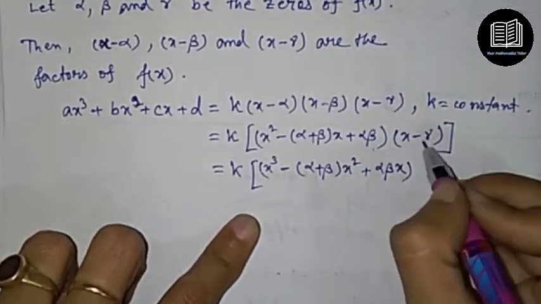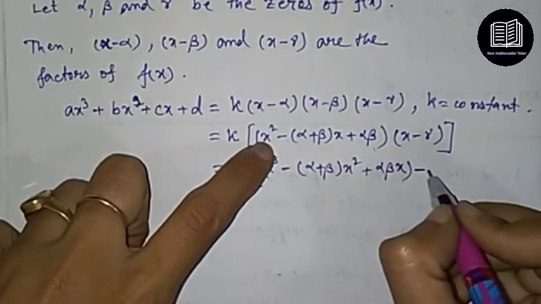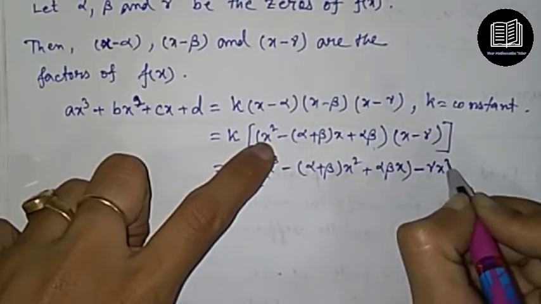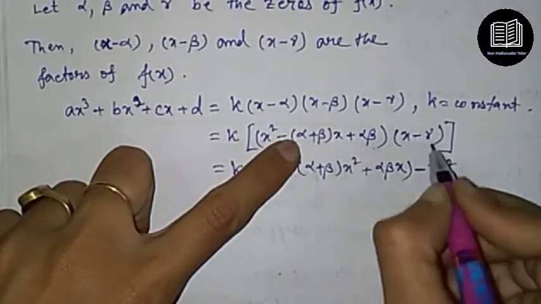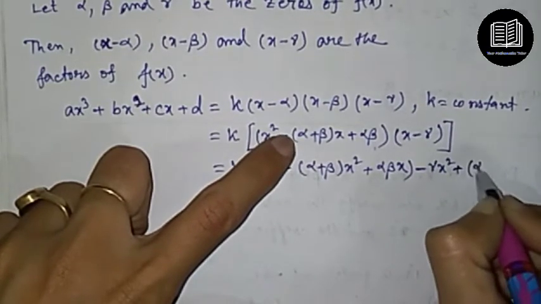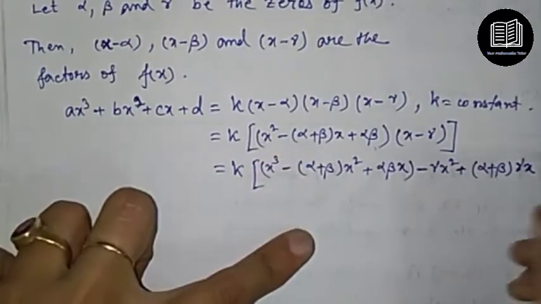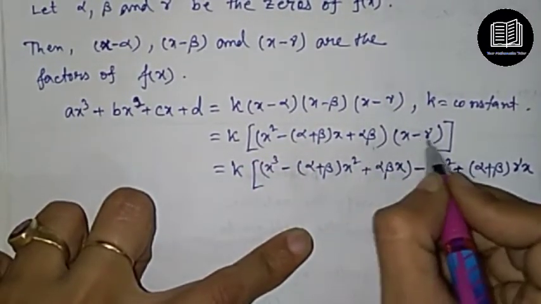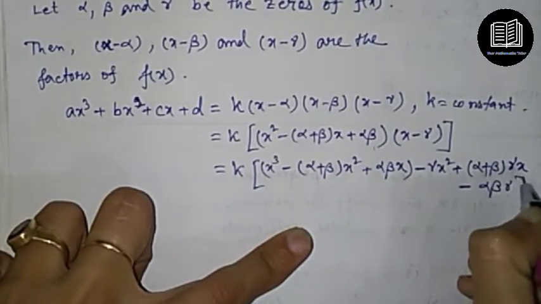Okay. Next minus gamma multiplied by x square, that is minus gamma x square. Next multiply minus (alpha plus beta) x by minus gamma, that is plus (alpha plus beta) gamma x, and lastly alpha beta multiplied by minus gamma, that is minus alpha beta gamma.